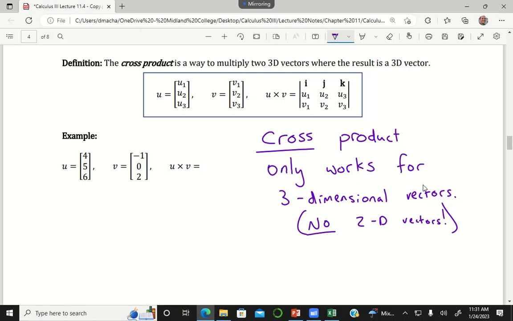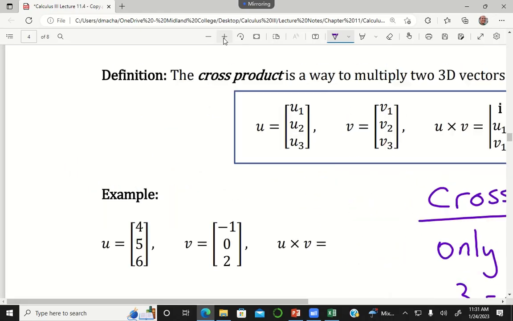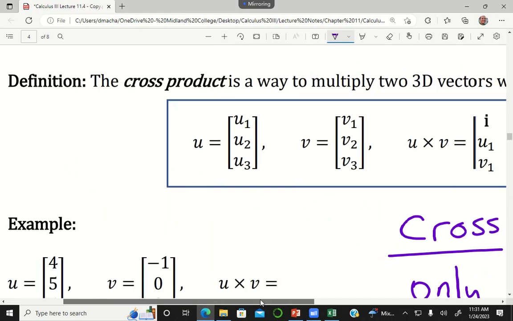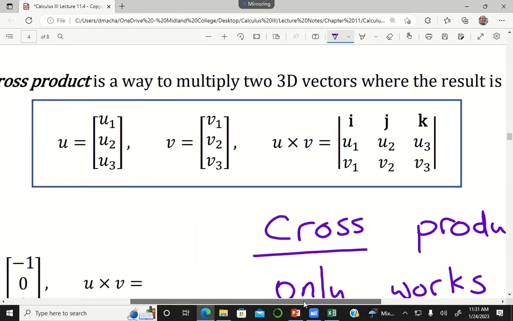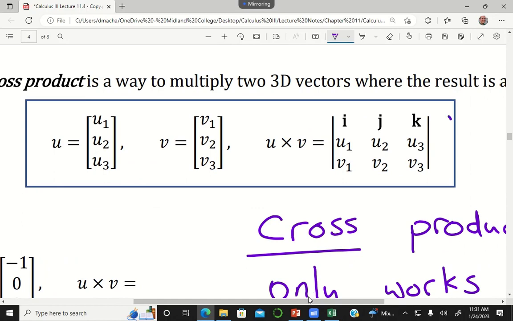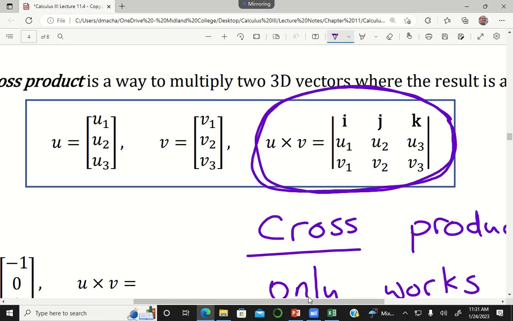Okay, so the cross product, this is the formula for it. I'll give you a minute to write this down. You really, really have to memorize this. If you have these vectors, u and v, where I've written the little subscripts 1, 2, and 3, these are scalars, right? So I'm just saying that u1 is the first entry in my u vector. That's a scalar. u2 is the second entry, and then u3 is the third entry.